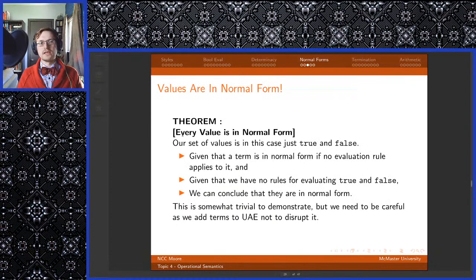So, theorem! Every value is in normal form. Let's do a proof.